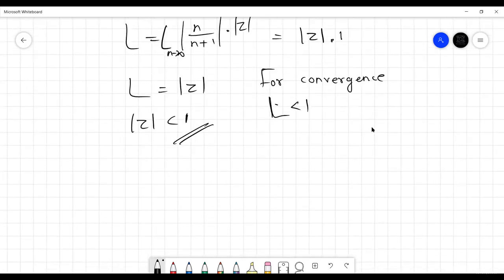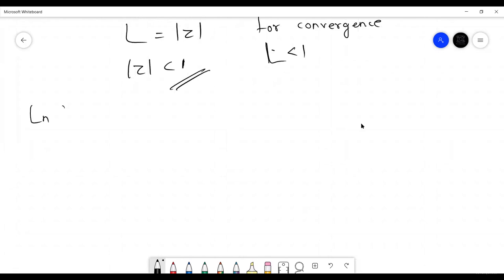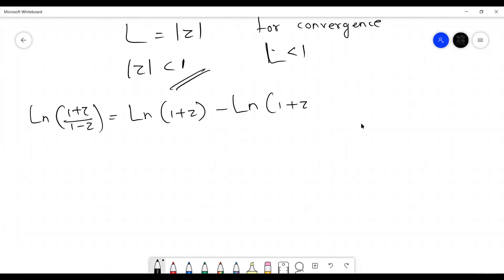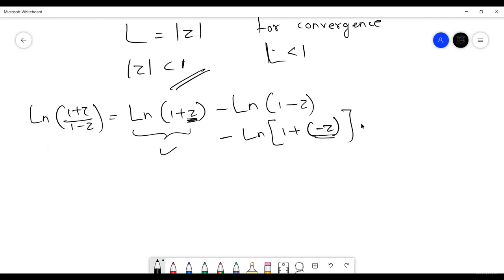The next part, they are asking us to find the Maclaurin series of ln((1 plus z) over (1 minus z)). So you can write this as ln(1 plus z) minus ln(1 minus z). Already we know the Maclaurin series of the first one, so we only need to find it for this one. Here I'll write this as ln(1 plus (minus z)). So in terms of z, if you substitute minus z, you will get the Maclaurin series for this one also. So we can write it as z minus z squared by 2 plus z cubed by 3 minus z to the power of 4 and so on. Here it is minus z, right?